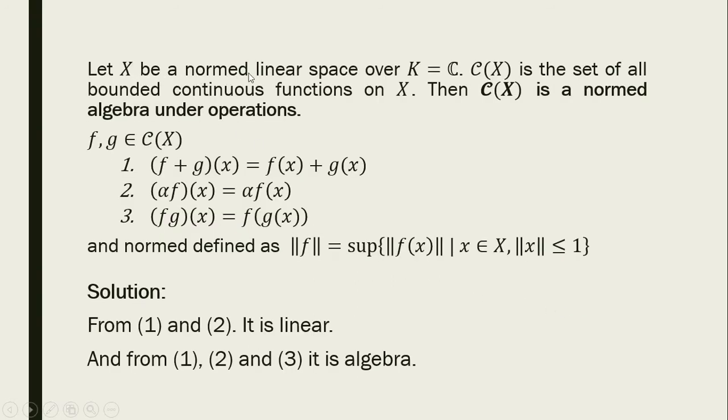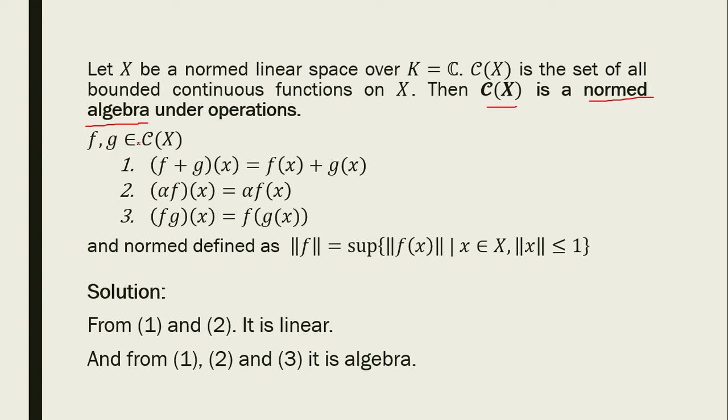Let X be a normed linear space over the complex field. Script C of X is the set of all bounded continuous functions on X. Then script C of X is a normed algebra under these operations. We have to prove that script C of X is a normed algebra under these operations.